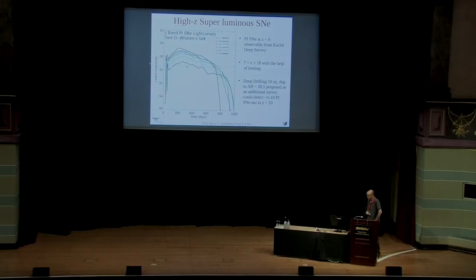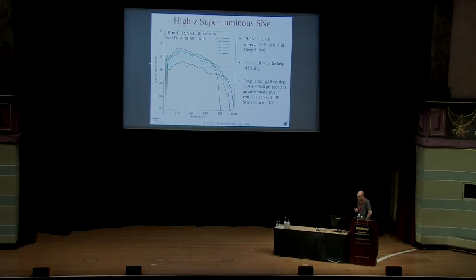So high redshift superluminous supernovae. Here is a plot, light curves of pair instability supernovae at different redshift. This was shown by Daniel Wallens a couple of days ago in this conference. So this is the magnitude, and as you can see, this is above magnitude 26.